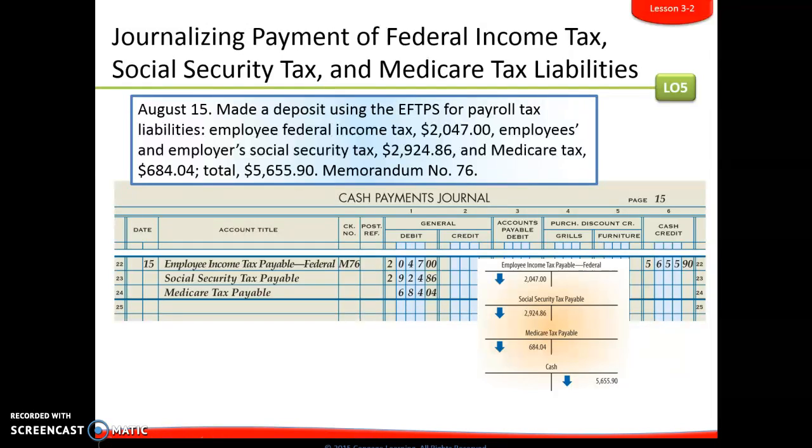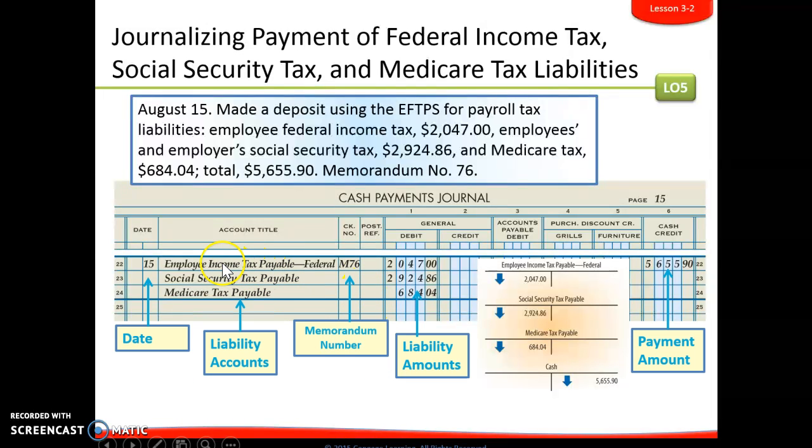So on August 15th, we made a deposit using the EFTPS for payroll tax liabilities: employee federal income tax, employer Social Security tax, and Medicare tax, for a total of this. So what we're doing now is those were payable accounts because we owed the government. Now we're actually paying those accounts. So we're going to credit cash for the total amount, and then we're going to debit each tax that we paid. Okay, so we paid employee income tax payable federal, Social Security tax payable, and Medicare tax payable.